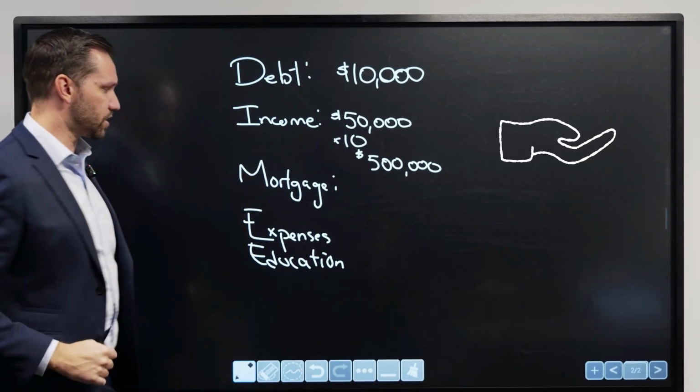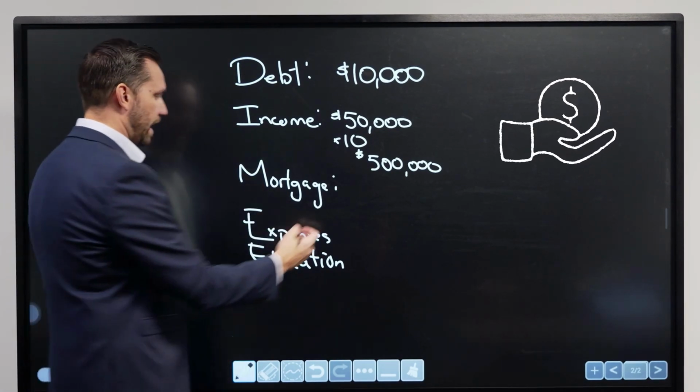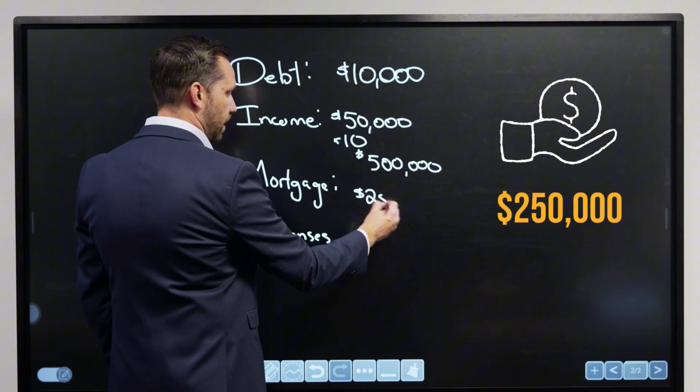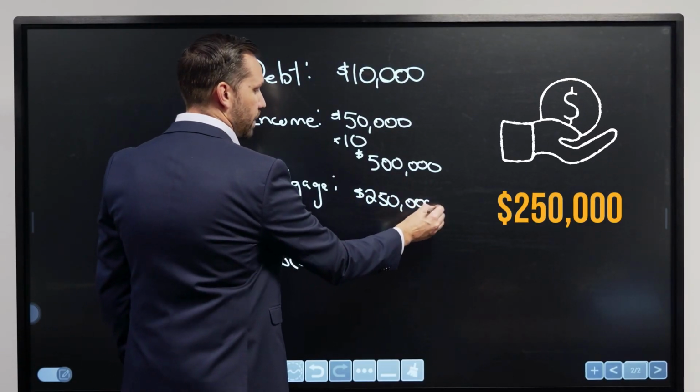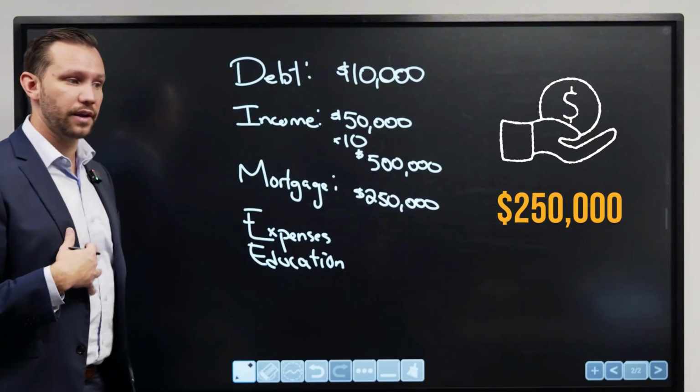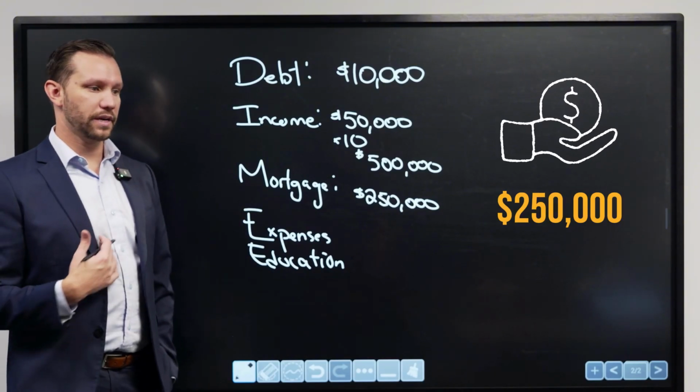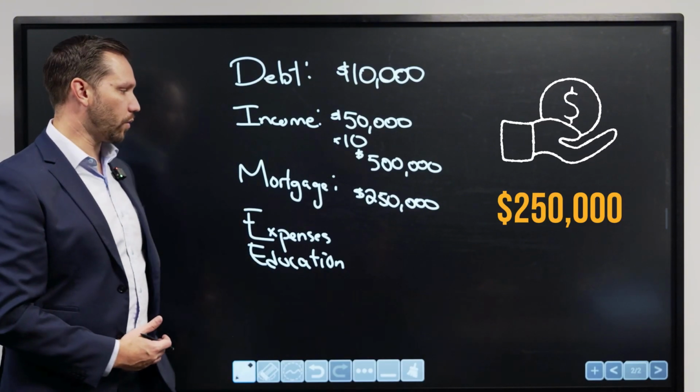My wife and I, let's just say that we have a mortgage. If we had a mortgage, say $250,000, we want to make sure that that gets covered as well, so that if something happens to myself, the mortgage is covered and my wife has no payment.